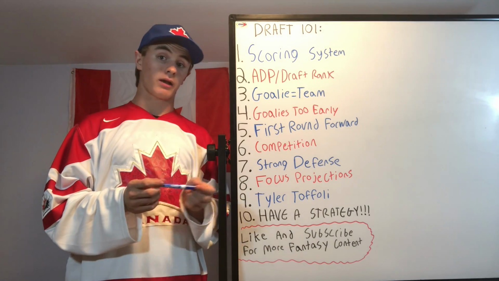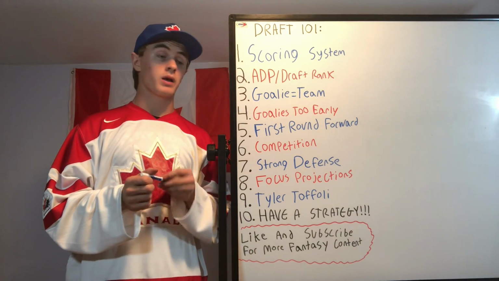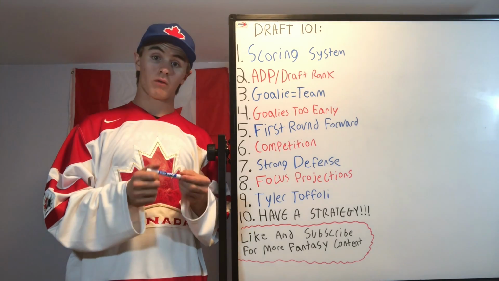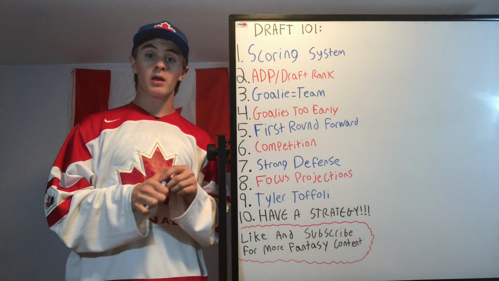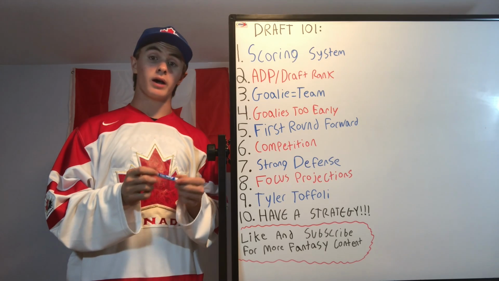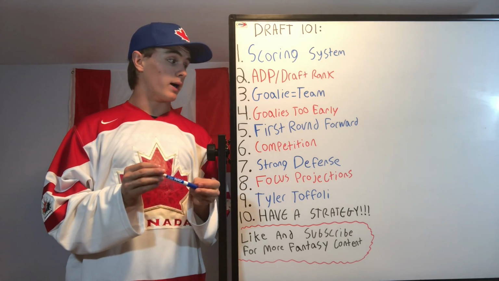So Vasilevskiy is the Tampa Bay Lightning. Obviously, they win a lot. Kuemper now is the Colorado. And really, all these goalies fall under that category.